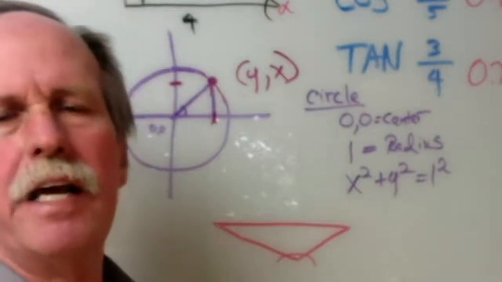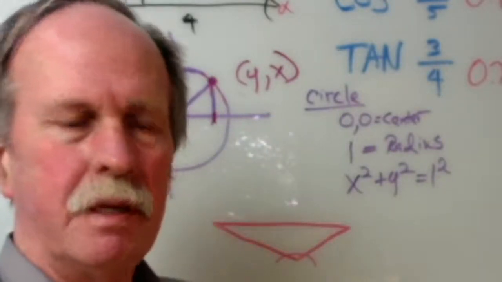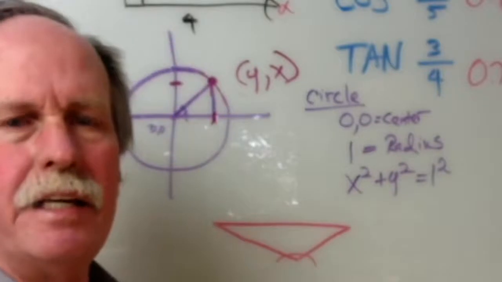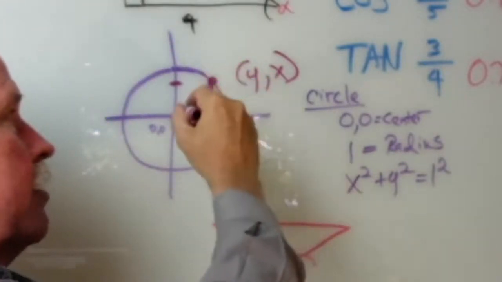Now what about the sine and the cosine of that angle right there? Well, the sine is the opposite over the hypotenuse, right?